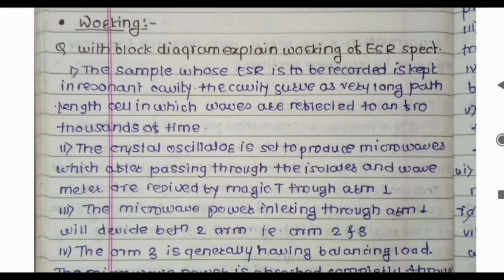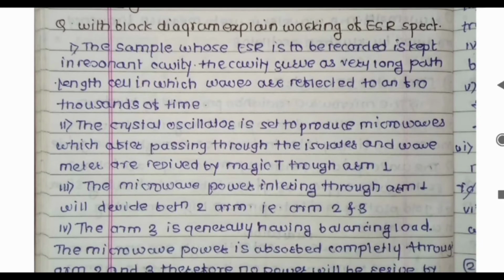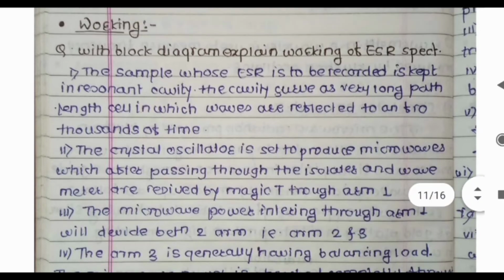Once we have introduced the sample, the main requirement for an ESR material is that it should have paramagnetic nature, so it should have an unpaired electron. Once we have introduced the sample into the sample cavity, how the ESR spectrum is obtained we can see in this working section.